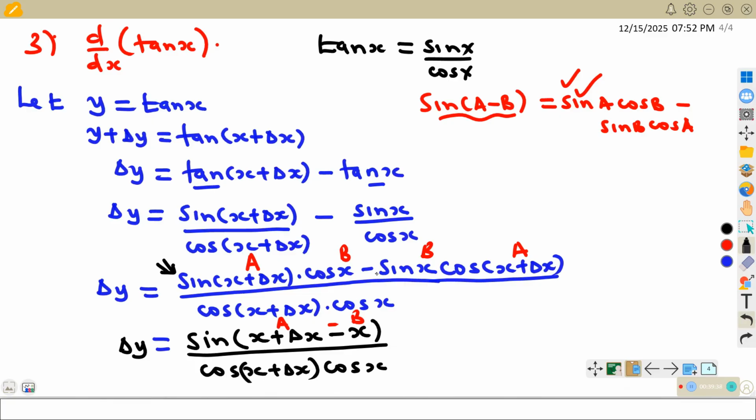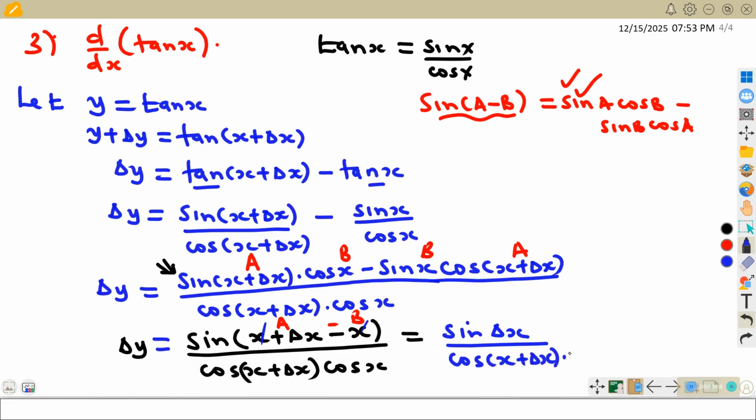Okay, so from this given point, we can try to simplify this further. What you have here can be simplified to be sine of x plus delta x minus x, so x can cancel out, you remain with delta x, then divided by cos of x plus delta x, then times cos of x. I hope we are still together up to that given point.